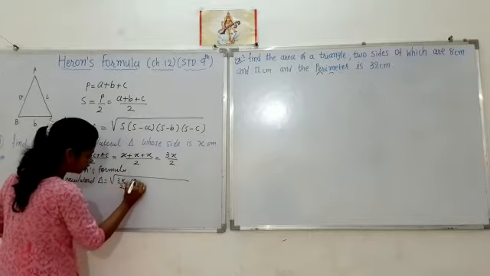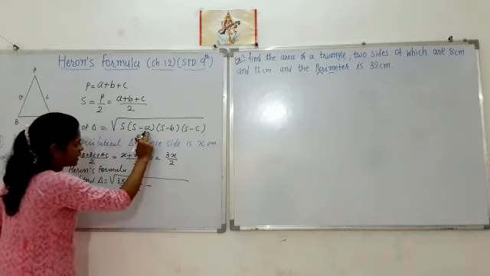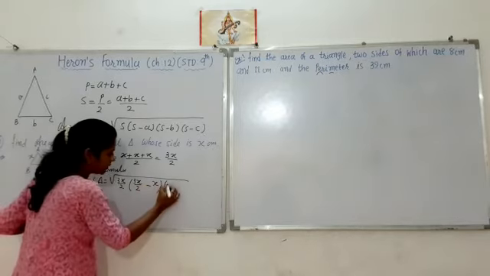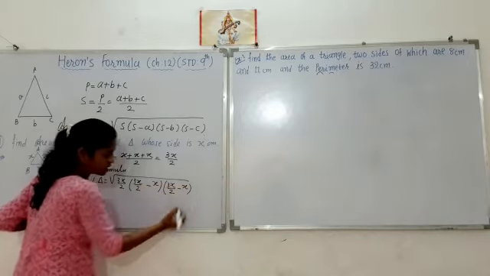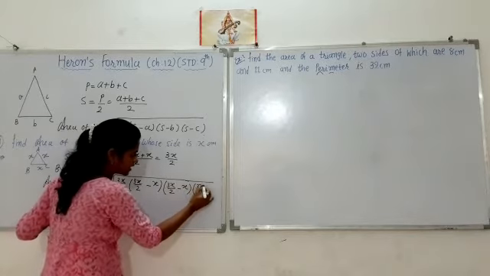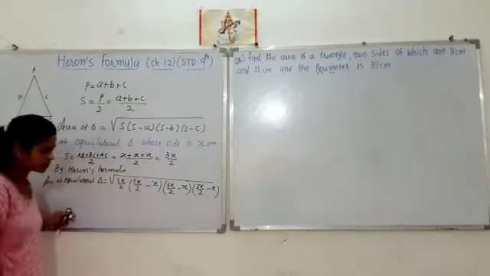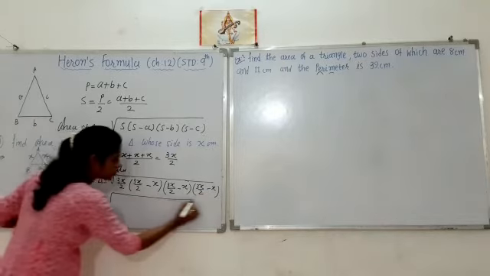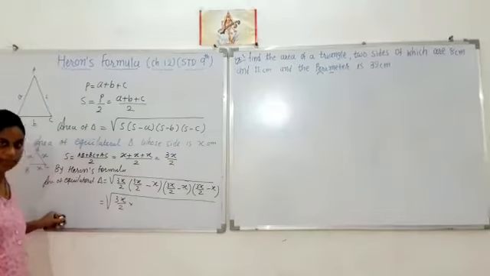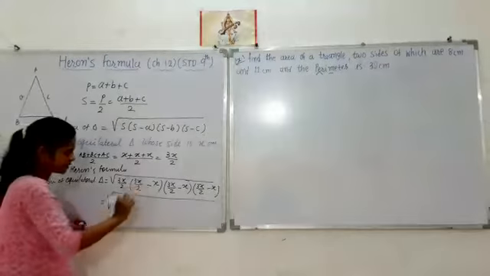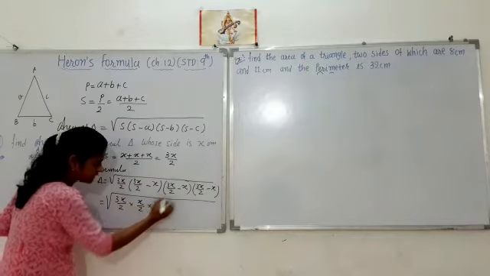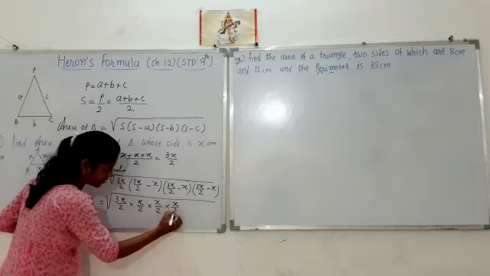So 3x by 2, then 3x by 2 minus a. a is this side's measurement and this is x, so you write here x. Similarly 3x by 2 minus b, and b is x here. Similarly 3x by 2 minus c, that means 3x by 2 minus x. Now simplify this. You take the LCM for the subtraction of these fractions. So 3x minus 2x becomes 1x divided by 2. So x by 2, similarly here x by 2, similarly here x by 2.